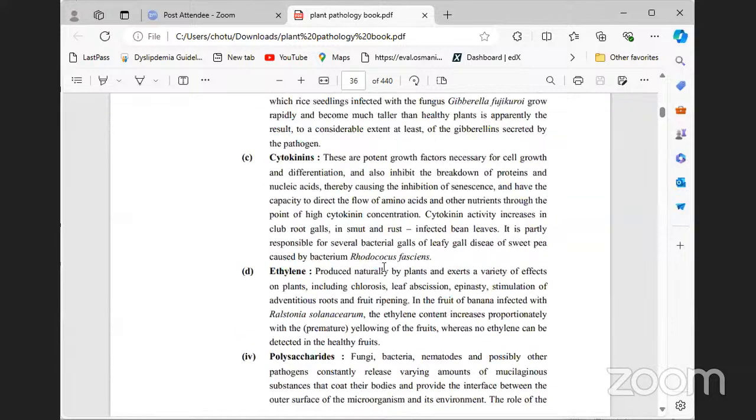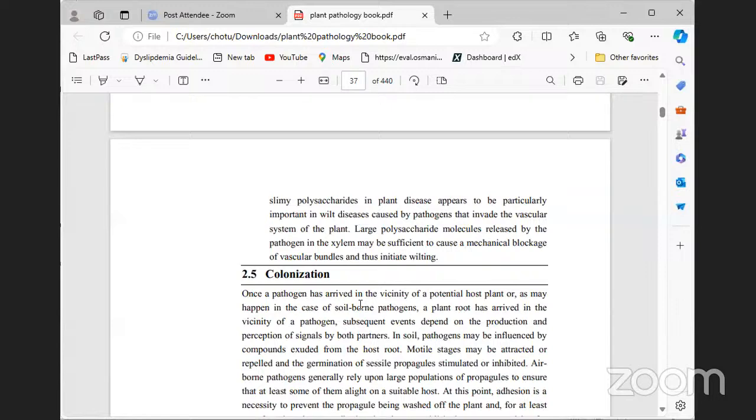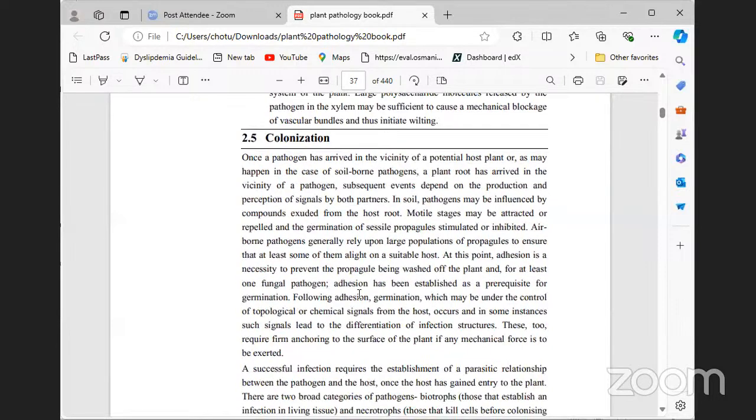These are all the hormones and their effects on the plant. Next, what is colonization in the host-pathogen interaction? The next one is colonization.